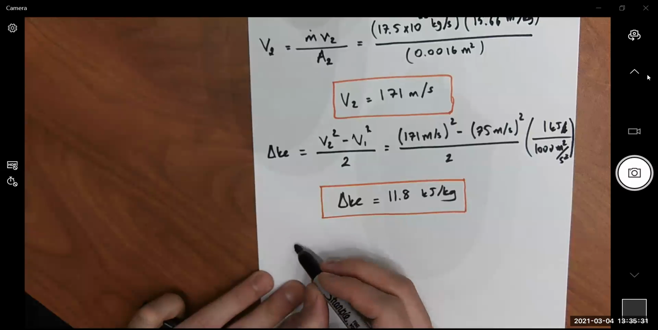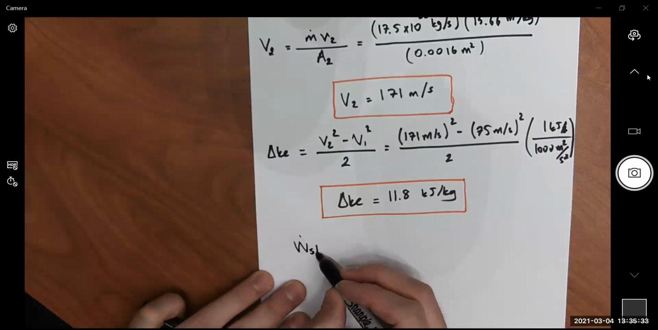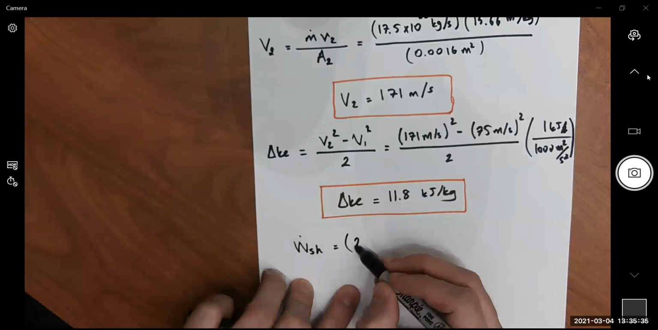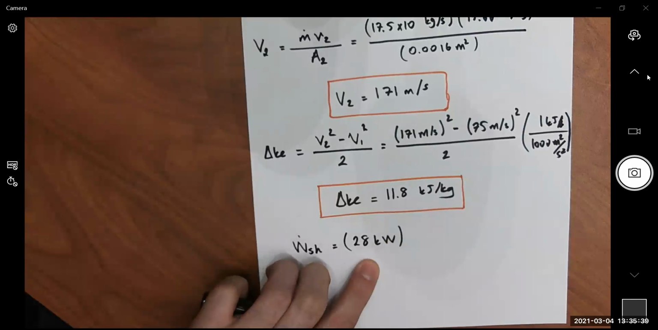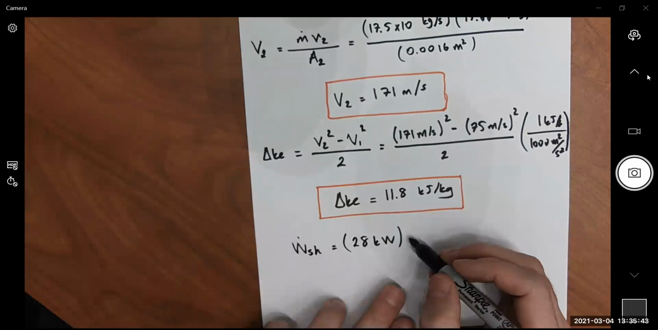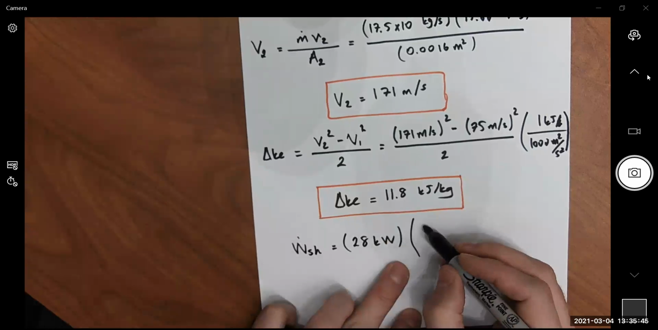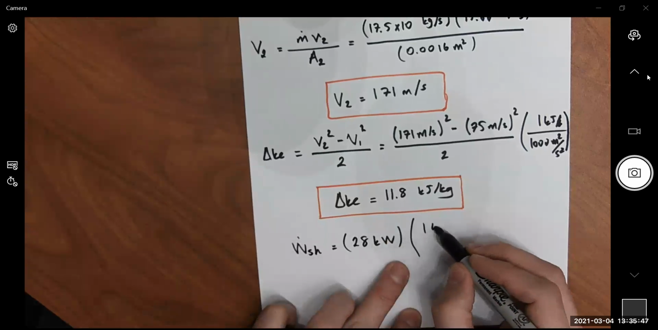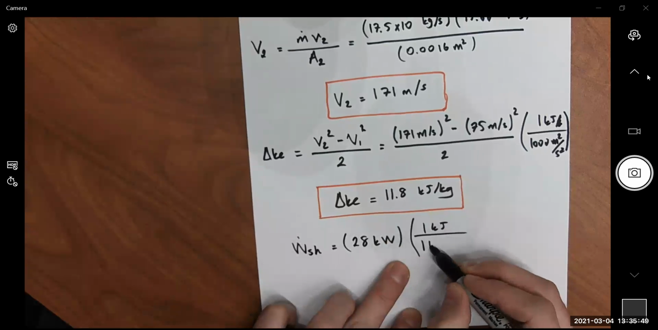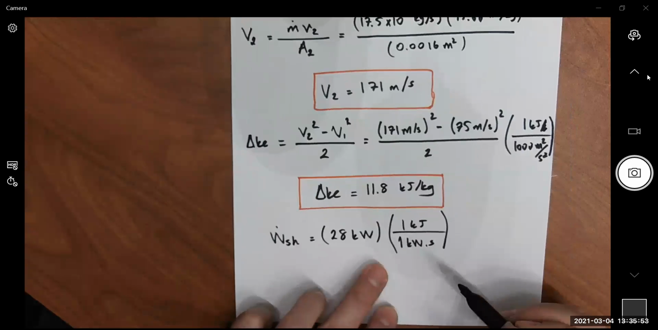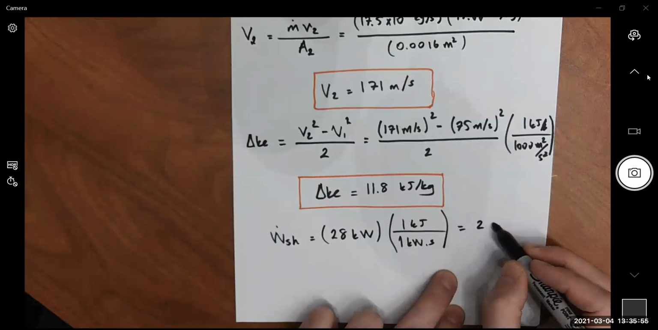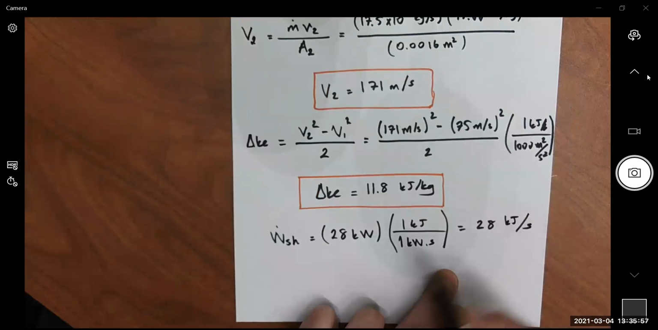Work shaft, I know it's given in the problem. We are asked to produce 28 kilowatts. And 28 kilowatts in kilojoules will be, 1 kilowatt is 1 kilojoule per second, right? So it will be 28 kilojoules per second.